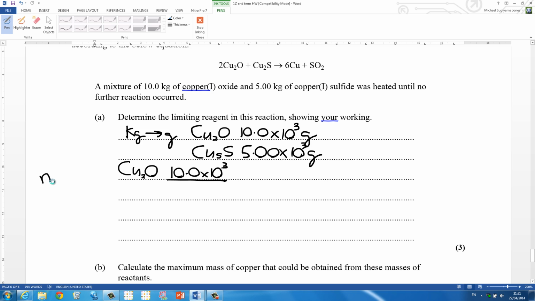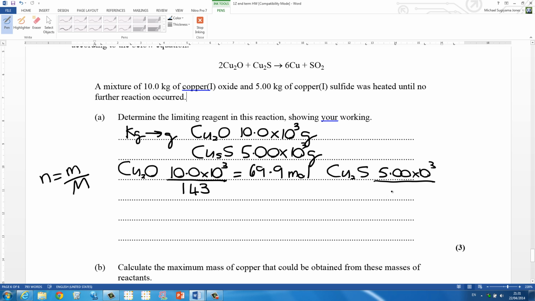By the way, I'm using this equation here. And then the molar mass is approximately 143 to 3 significant figures, and that gives us 69.9 moles of copper oxide. I'll do the same for copper sulfide. 5.00 times 10 to the 3 grams divided by the molar mass of copper sulfide, which is 159. And if you do the math on that, you get 31.4 moles.